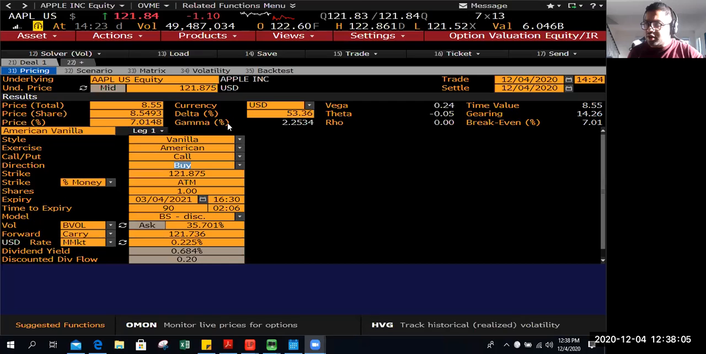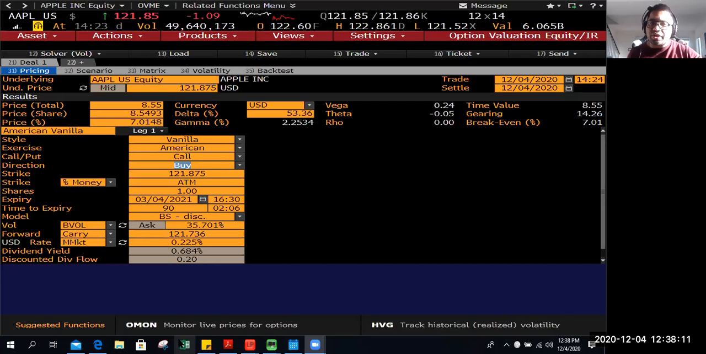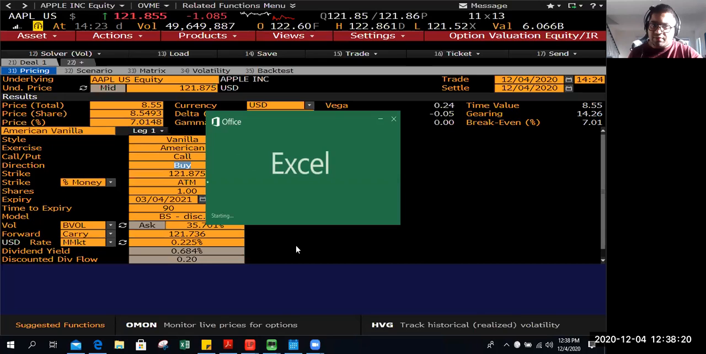So this is the Bloomberg terminal where you can calculate option prices. What we are going to do is option Greeks. We are going to understand option Greeks, come back to this slide and see what everything means. Okay. So I'm going to open an Excel first. Bloomberg really slows my system down, so it will take a bit of time.